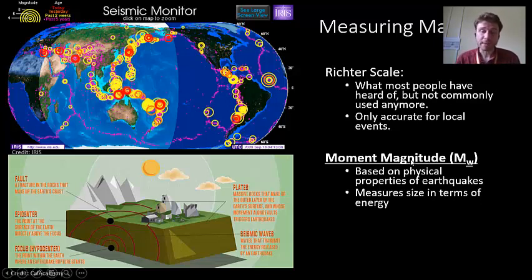The moment magnitude is actually based on the physical properties of an earthquake, based upon the mechanics and dimensions of a fault. It measures the size of the earthquake in terms of energy, looking at components like the rigidity of material and the dimensions of the fault to understand how much energy was needed to produce that shaking. So our moment magnitude is really important.